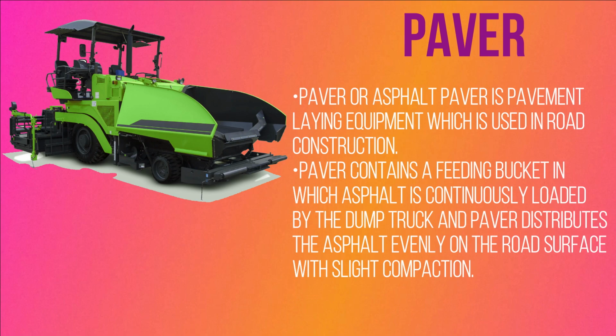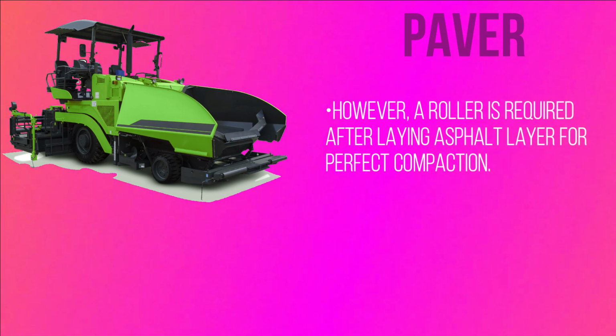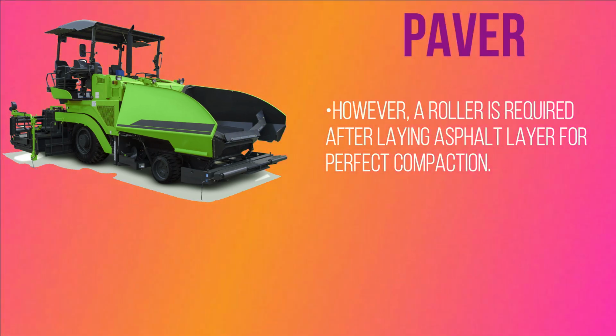Paver or asphalt paver is pavement laying equipment which is used in road construction. A paver contains a feeding bucket in which asphalt is continuously loaded by the dump truck, and the paver distributes the asphalt evenly on the road surface with slight compaction. However, a roller is required after laying the asphalt layer for perfect compaction.